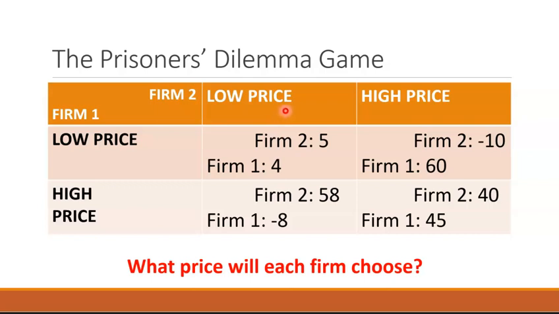If firm 2 chooses a low price, one of these two outcomes is going to happen for firm 1. If firm 1 chooses a low price, it gets a payoff of 4. If it sets the high price, it gets a payoff of -8. Well, obviously, 4 is better than -8. If firm 2 chooses a low price, firm 1 will realize it must choose a low price as well.